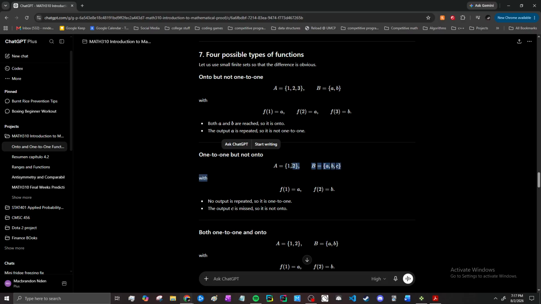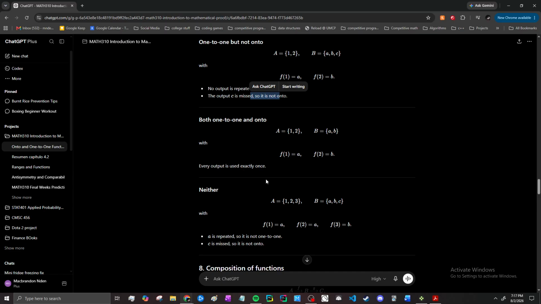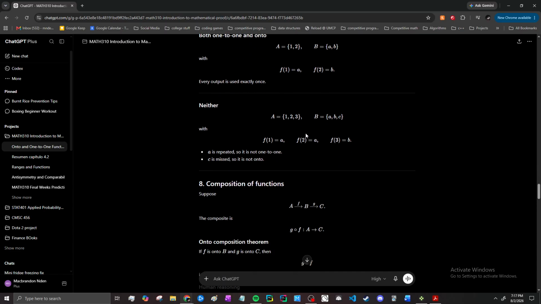One-to-one but not onto. No outputs are repeated, so it is one-to-one. Output t is missed, so it is not onto. Both one-to-one and onto. Neither.